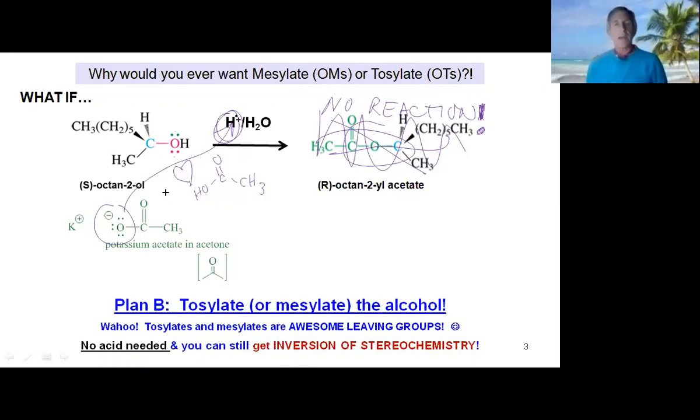So guess what? Yep, you saw it earlier. Tosylates and mesylates to the rescue.